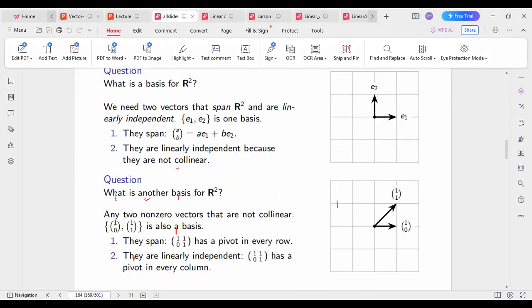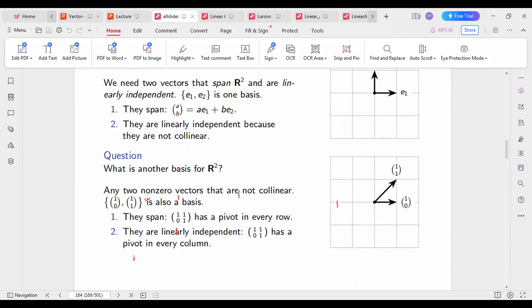Now, what is another basis for R2? Any two non-zero vectors that are not collinear. Suppose this is the (1, 0) vector and this is the (1, 1) vector.